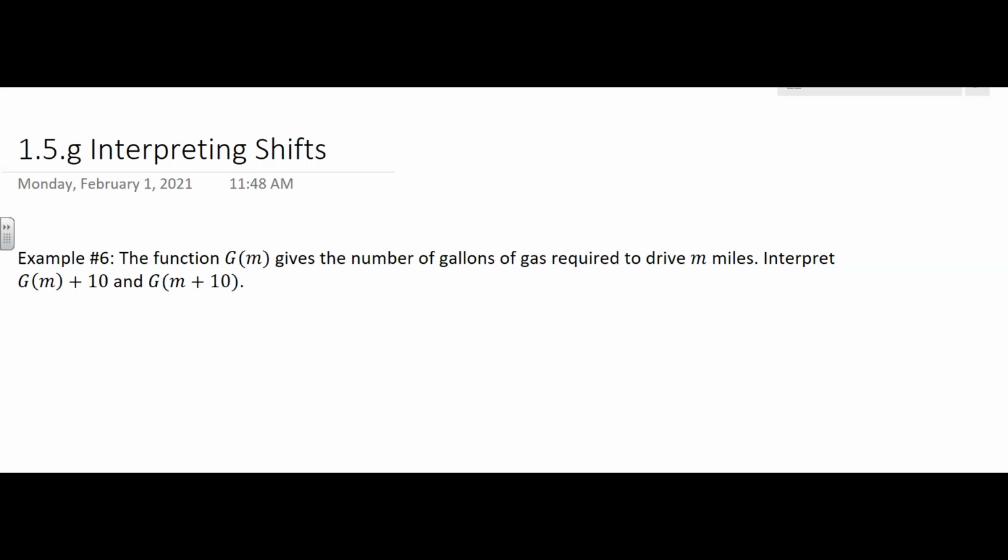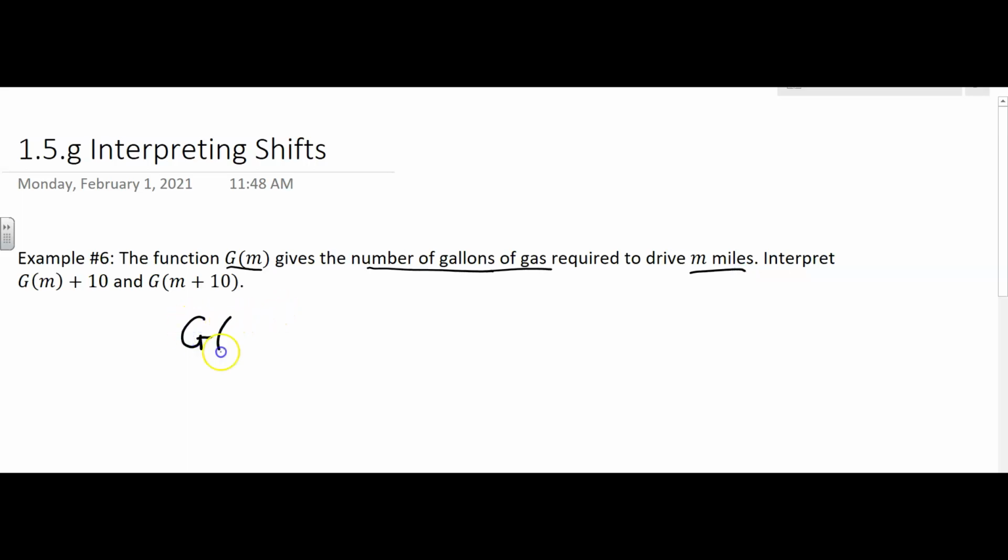So in this, they want us to interpret what's going on with these different functions, and when there is a transformation, what does it mean? So it's really good to wrap your mind around this, and hopefully it'll help. So it says the function g of m gives the number of gallons of gas required to drive m miles. So I'm going to write this down.